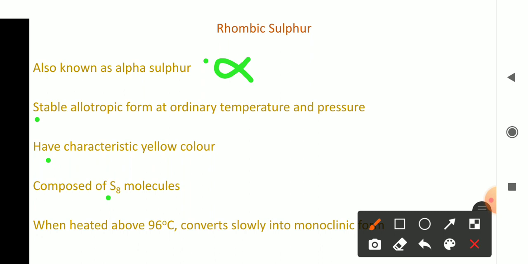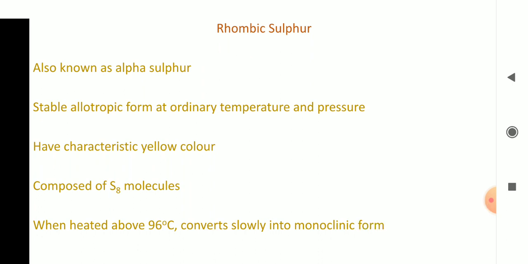What are the things we have seen? Rhombic sulfur can also be called alpha sulfur, and it is the stable allotropic form at ordinary temperature and pressure. It has a characteristic yellow color. It is composed of S8 molecules, and when heated above 96 degrees Celsius, this alpha form can be converted into the beta form, or we can say rhombic sulfur can be converted into monoclinic sulfur. So with this, rhombic sulfur is over.